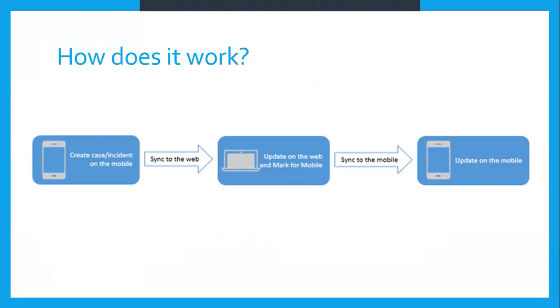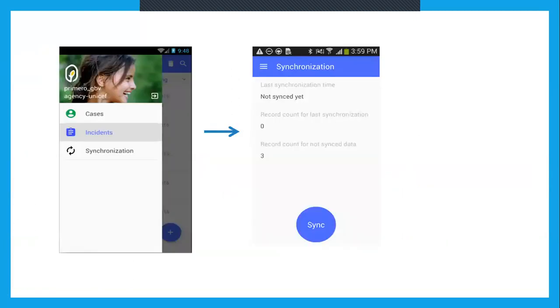If the user starts the data entry on a computer or laptop on the web app, then selects Mark for Mobile, they can finish data entry on the mobile device and sync it back to the web server when they're finished. Here's what those steps look like.